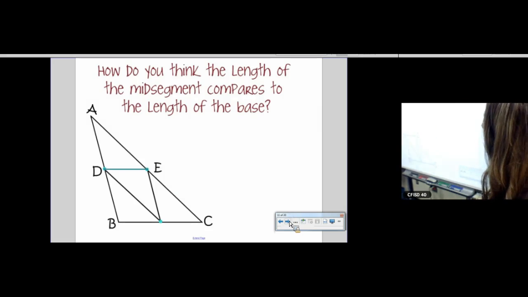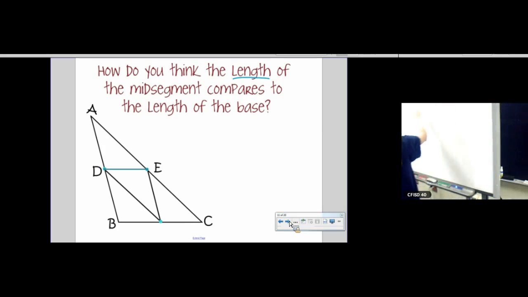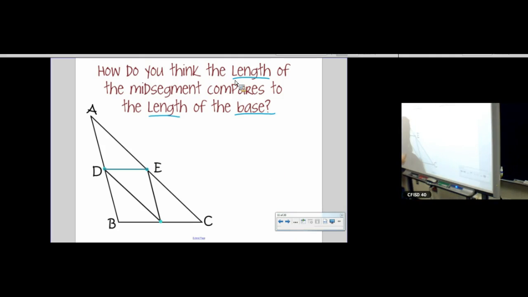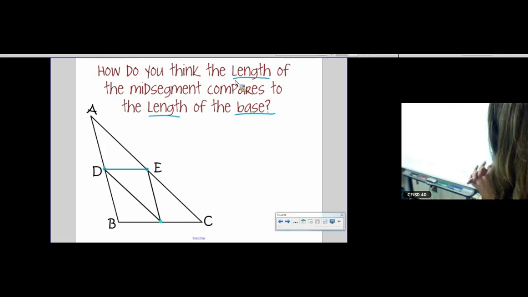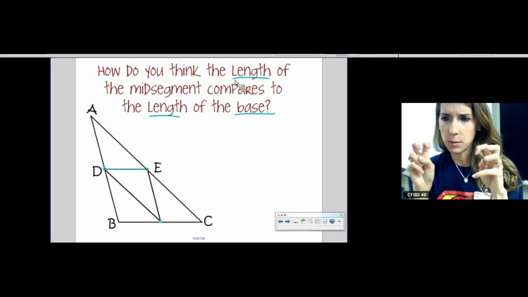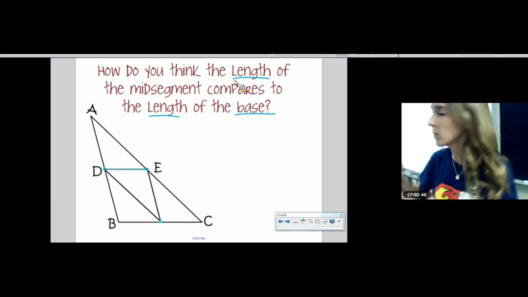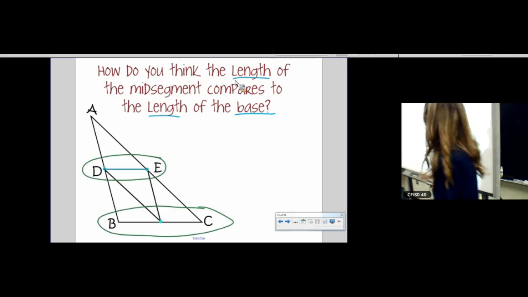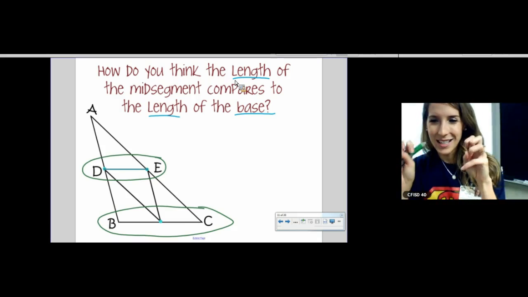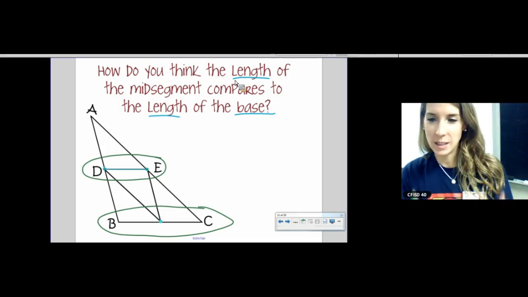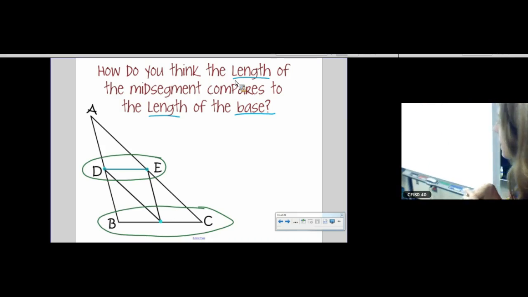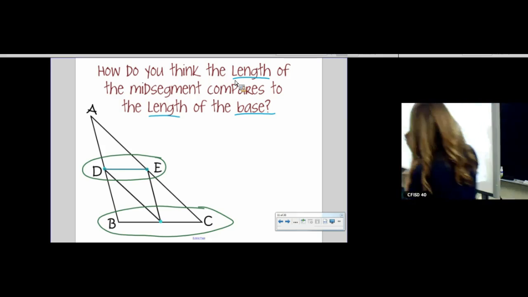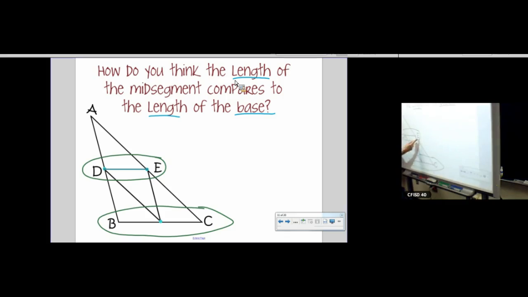How do you think the length of the midsegments compares to the length of the base? Now, when I say the word base, not all triangles have a base. When I say the word base, I mean the side that is the base compared to the midsegment we're looking at. So when I'm referring to segment DE, its base is BC. There's something else I can call it, but we haven't learned that yet, so I'll tell you that in a minute. So how long is DE and how long is BC? Well, how many DEs does it take to make one BC?